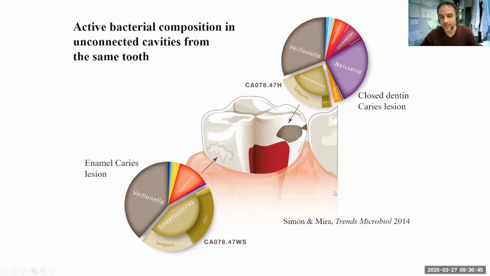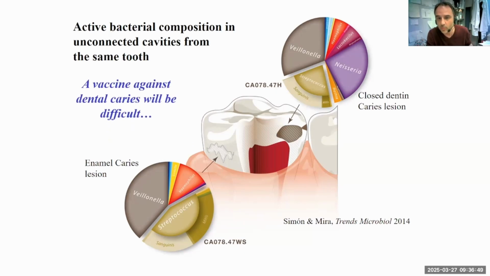That means that even if we can have a vaccine against dental caries, where we have used the surface antigens of S. mutans as the target for our vaccine, even if we are able to produce antibodies against that organism, the other 99% of bacteria which are able to produce acid are going to be alive, and they will be able to keep expanding the cavity. Therefore, I think this is the reason why a vaccine against dental caries is going to be very difficult.